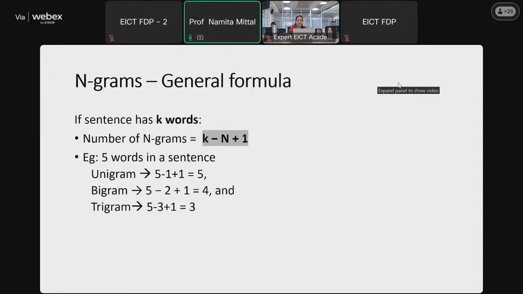So if a sentence has k words, how do we find the number of unigrams, bigrams, trigrams, and so on? Say the sentence has k words, k may be 1, 2, 3, 4, 5. How many n-grams will there be, where n is 1, 2, 3? Let's take a sentence with 5 words, so k is 5. The formula is k minus n plus 1, where n is unigram, bigram, and so on. In case of unigram, n is 1, so k is replaced by 5 and n by 1: 5 minus 1 plus 1, it is 5.